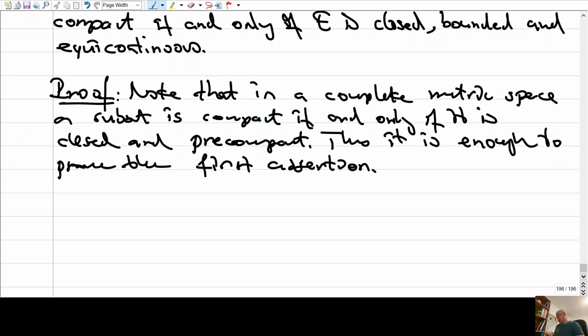Let me stop at this point. Let me prove the theorem next time, because it will take some time. It's not something short. I don't have enough time for the proof. Let me stop at this point and then discuss the proof next time.